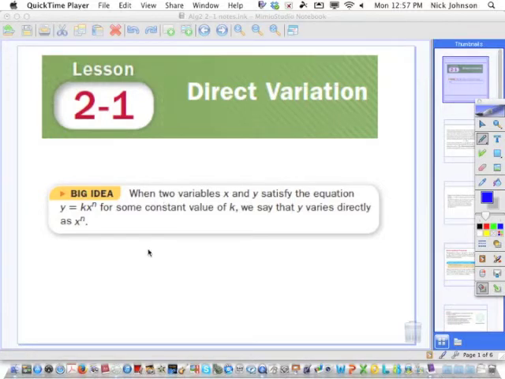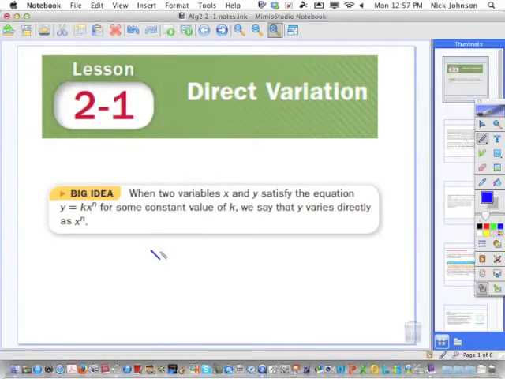Now, you should remember in Algebra 1 we dealt with equations like this: y equals 3/4 x, where 3/4 is our direct variation constant. Obviously, x is to the power of 1. But what we're going to deal with is problems where we aren't going to know the constant of variation. You have to find it, and we'll go from there.